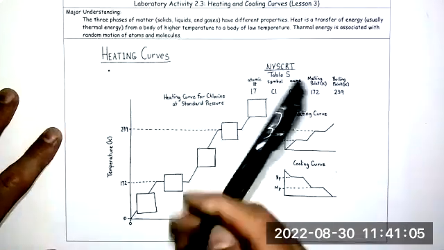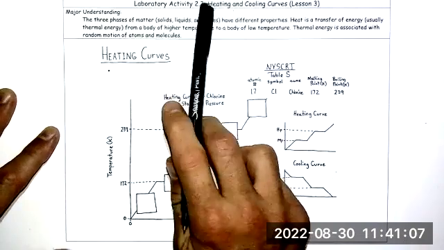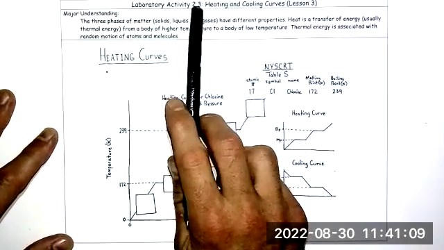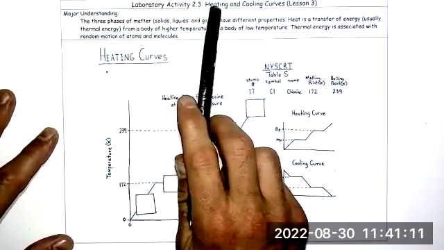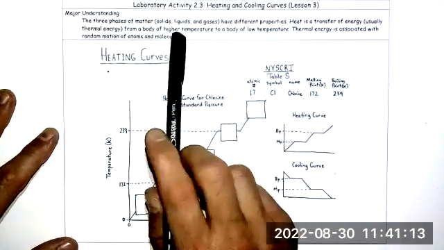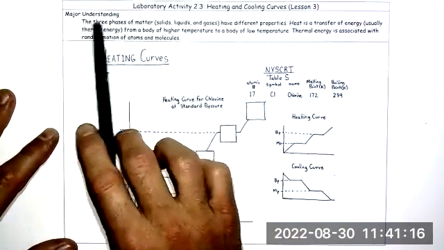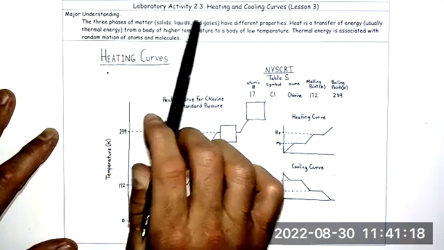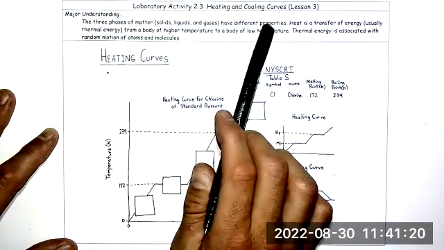Hello, class, and welcome to lesson 3 of laboratory activity section 2. Today, we're going to be dealing with heating and cooling curves. And so our major understanding for today is that there are 3 phases of matter: solids, liquids, and gases, and that they have different properties.